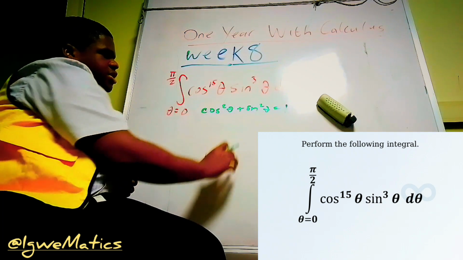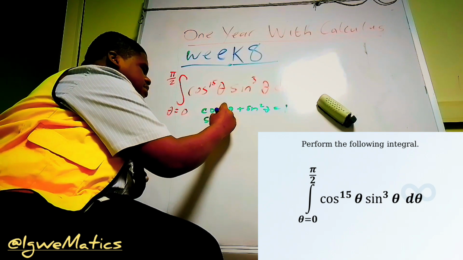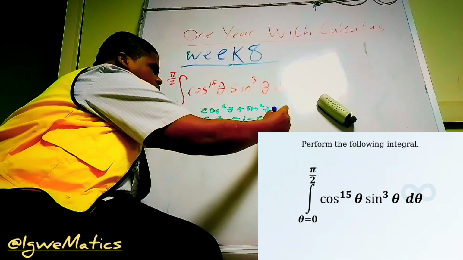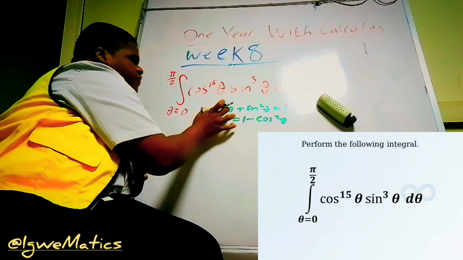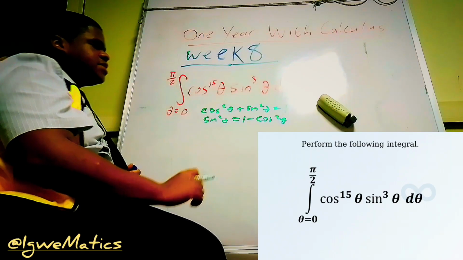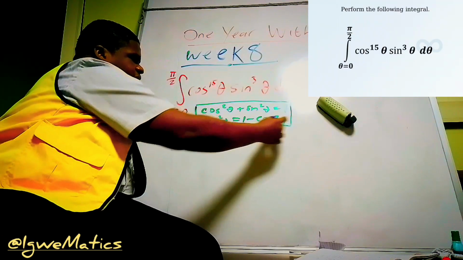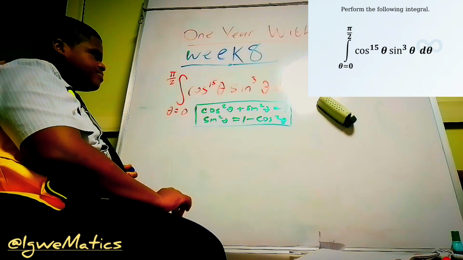Let's make sine square theta the subject of the formula. We have sine square theta is equal to 1 minus cos square theta, moving the cos square theta to the right hand side. So I'm going to use this identity to simplify this question.